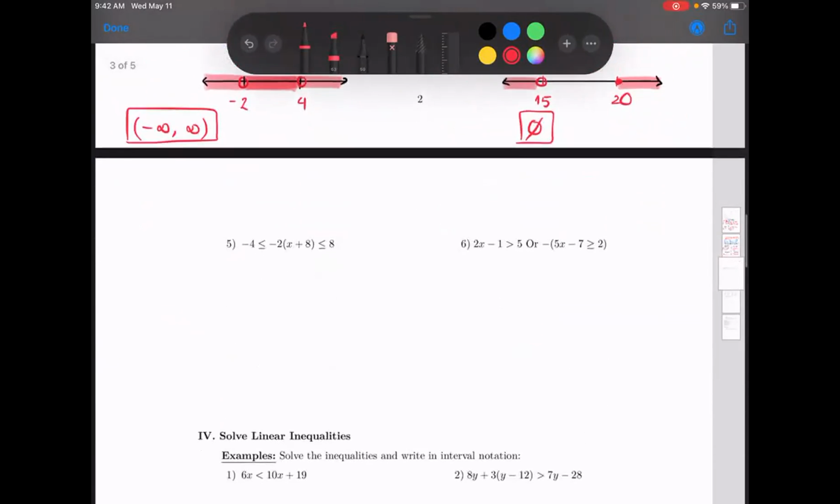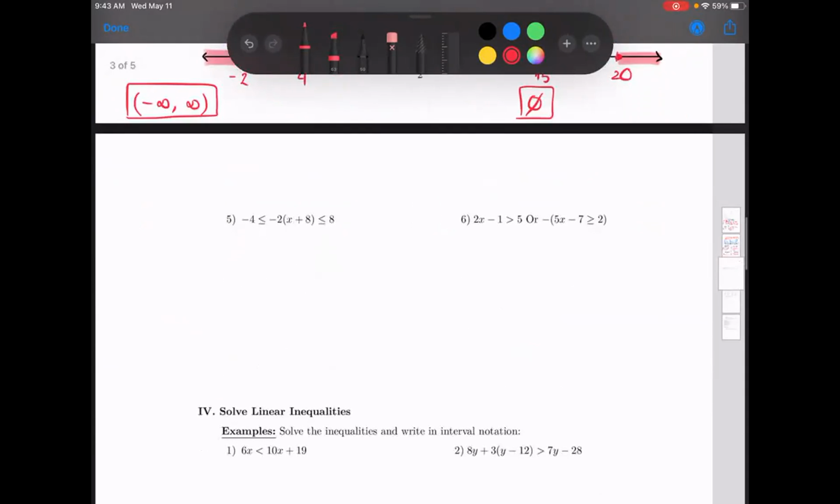Okay, number 5 and number 6 is a bit more challenging, just slightly more, not too bad. I'm going to do number 5 and then you guys do number 6. Okay, so number 5, I need to isolate x. I need to know what x is between some number and some number, right?